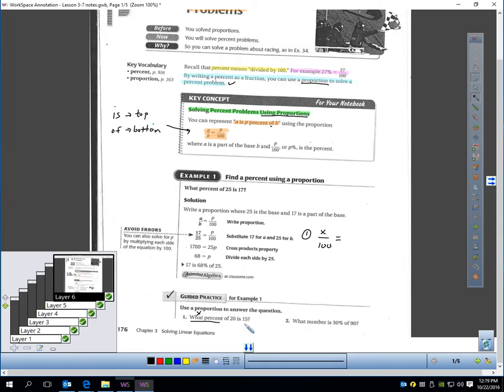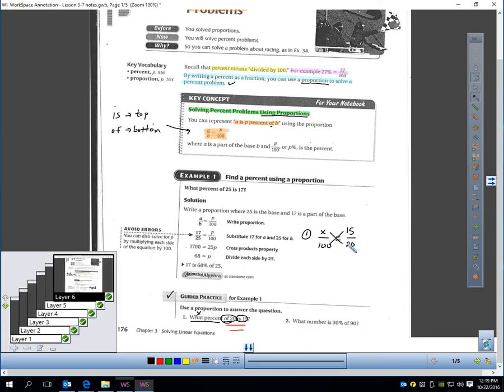Of 20 is 15. The number one concern here is, what should I put on top? Should I put the 20 on top or the 15 on top? How am I supposed to know? This is where the is and of comes in. Can you see how it says is 15? The is goes on top, so I should put 15 on top. The of is 20. Of is on the bottom. There's the correct proportion. So all I have to do is solve it now.